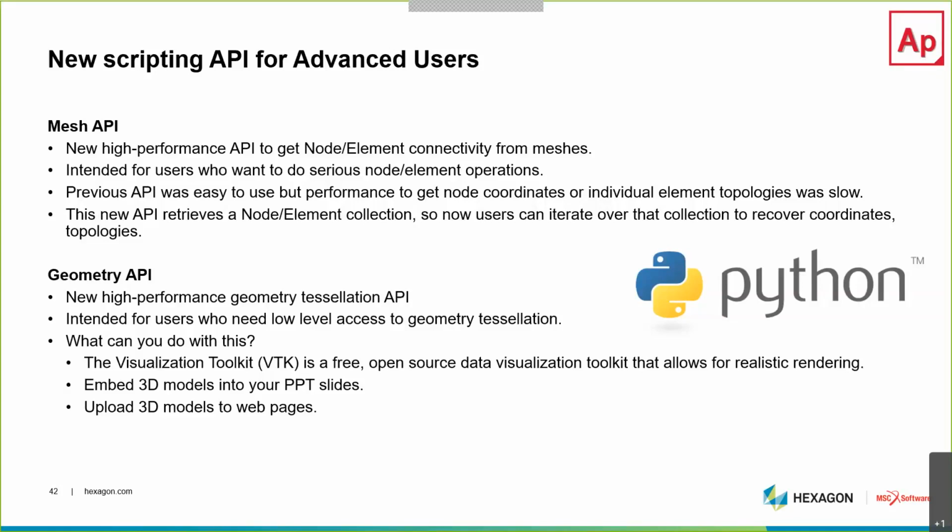You also can upload a 3D model to a web page if you'd like, and just send users or customers a link of what your product is going to look like, and they can play with it and rotate and pan and zoom inside of a web page. That is the power of the VTK toolkit.